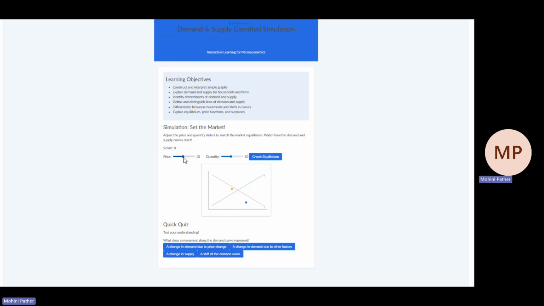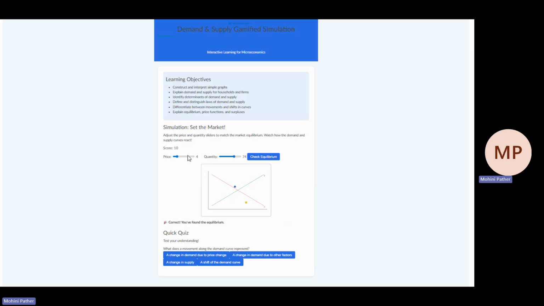So this is a simulation of demand and supply. I thought this could be quite useful. The aim of this simulation is to try and get the yellow dot to be in line or on top of the blue dot. And in order to do that, you have to manipulate your price, which acts on your y-axis, and your quantity, which needs to be manipulated on your x-axis. And once you've gotten them perfectly over, you check for equilibrium and you get a score.